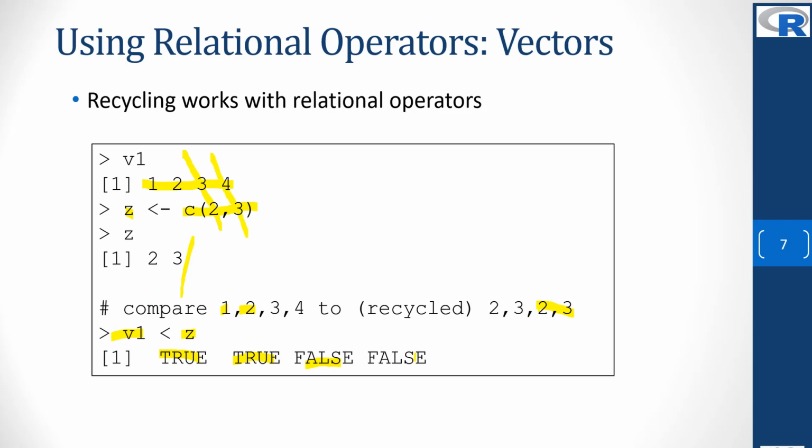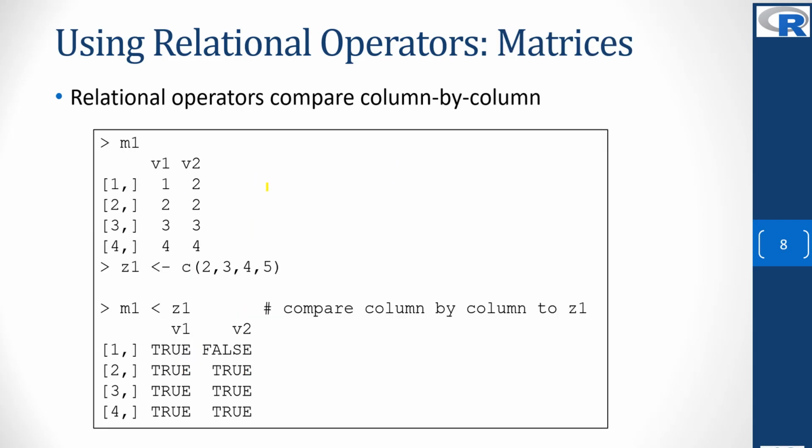And that's also false. So recycling works with relational operators. When we do relational operators with matrices, it's a little bit different in behavior because it does a column by column comparison, not row by row. So we have this matrix M1, and we've combined the two vectors V1 and V2 into this matrix. So it's a 4-row by 2-column matrix.